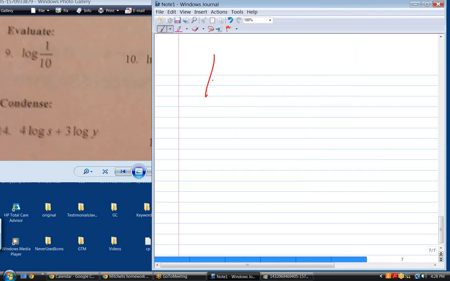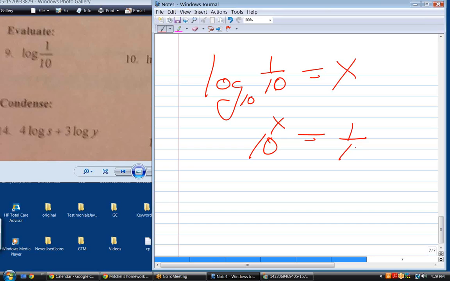What's the log of 1/10 equal to? What's the base on this? 10. Okay. So express this exponentially. Let's make it equal x, since we're trying to find out what it's equal to. And now express that exponentially for me. Ten to the x equals 1/10. What's x going to be? -1. You got it.